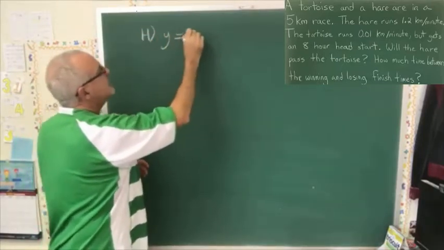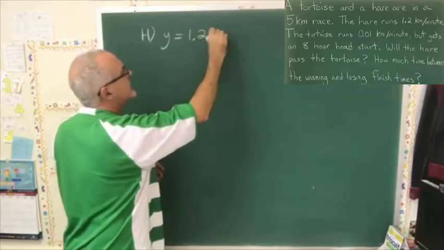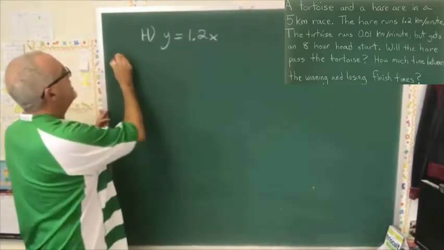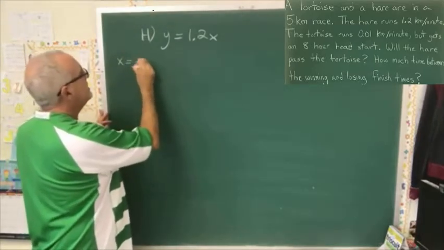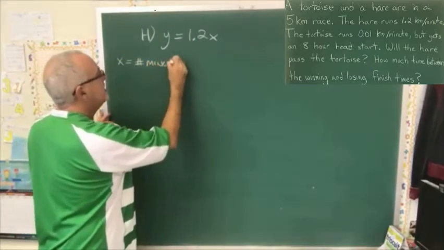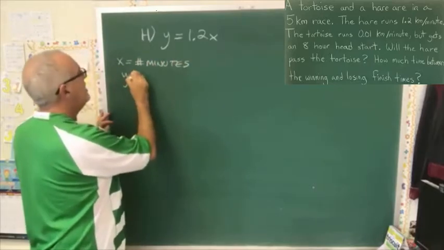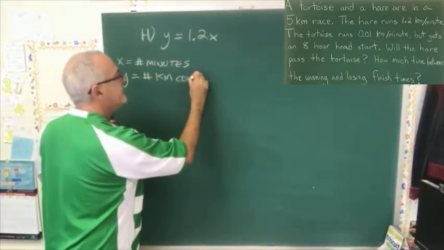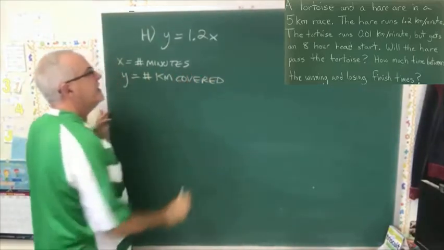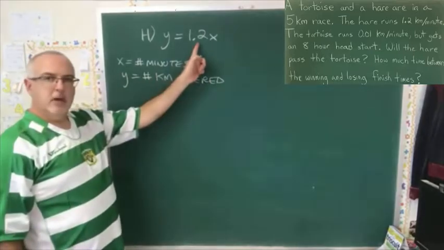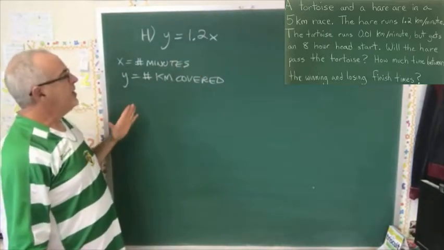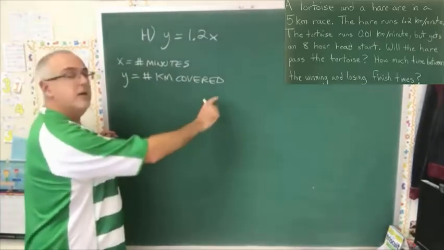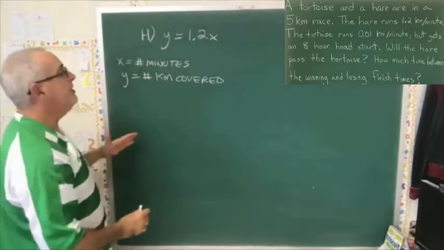y equals 1.2x. Well, this only makes sense if we define our variables, so we're going to define the variables. X equals the number of minutes, and y equals the number of kilometers covered. This is a positive slope, the 1.2. So as the minutes go by, the hare has covered more distance. It makes sense that we would have a positive slope.